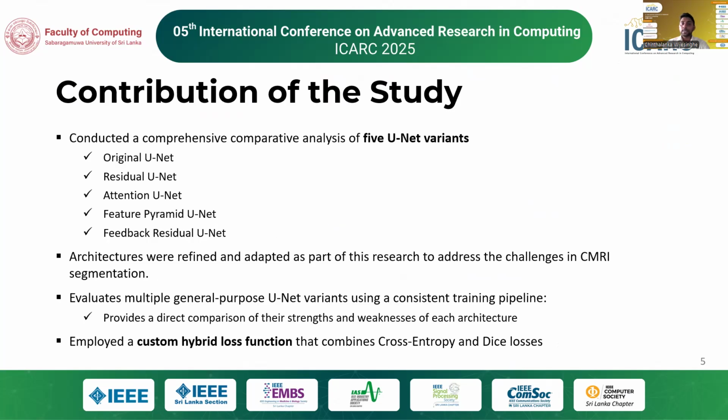The novelty of this study lies in conducting a comprehensive comparative analysis of 5 U-Net variants. All 5 architectures were refined and adapted as part of this research to address the challenges in CMRI segmentation. This study provides a direct comparison of the strengths and weaknesses of each architecture by training those using a consistent pipeline, which offers valuable insights. Finally, this study employs a custom hybrid loss function, which combines the cross-entropy and dice losses.